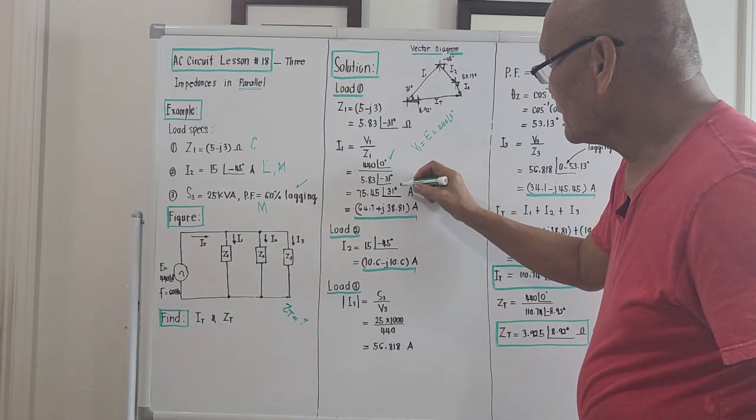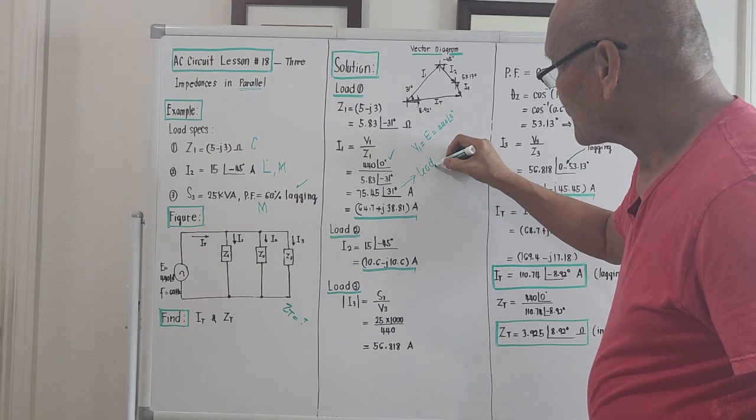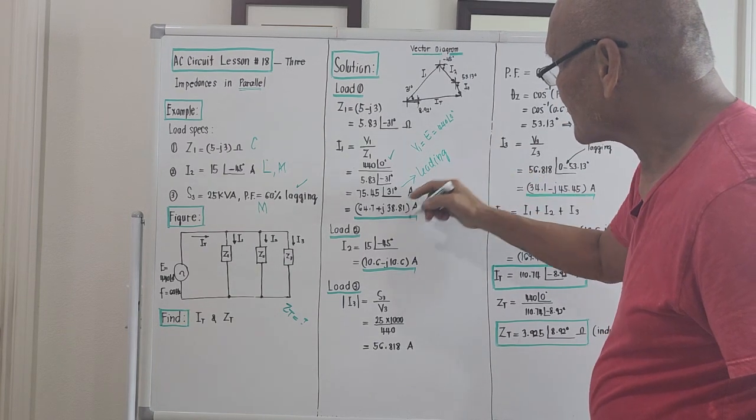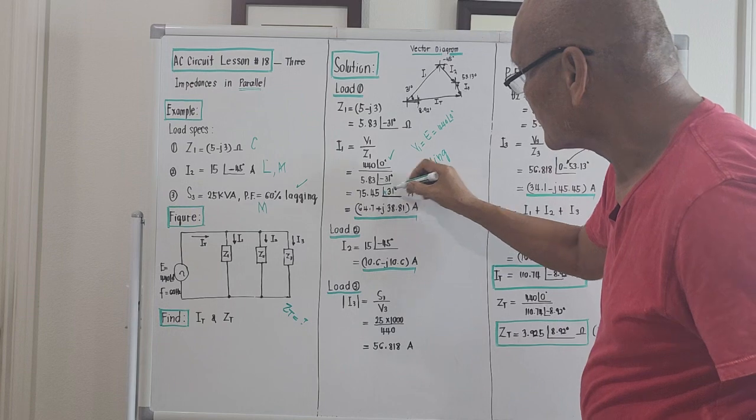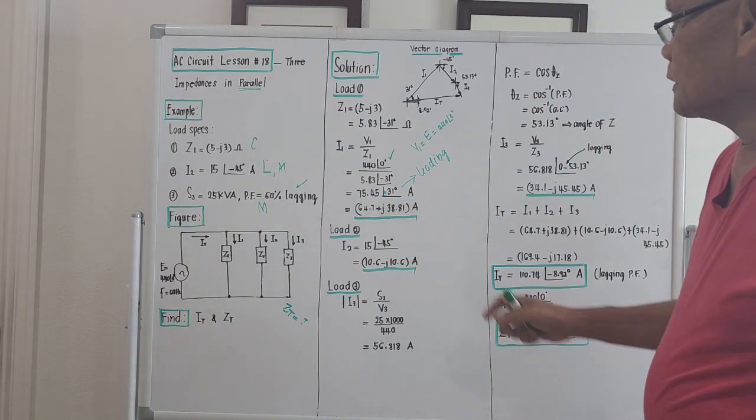So this is actually the plus sign here, meaning the current is leading. For a capacitor, the current is leading. The angle is plus, right? This is plus 31. Okay, let's try to convert this to rectangular form.